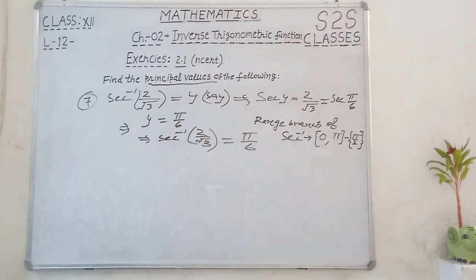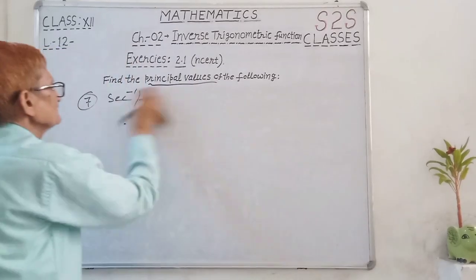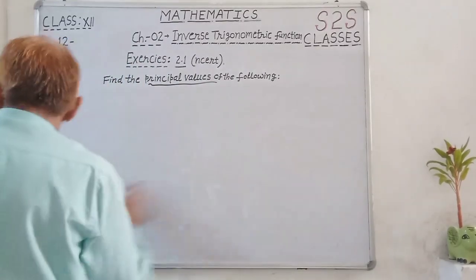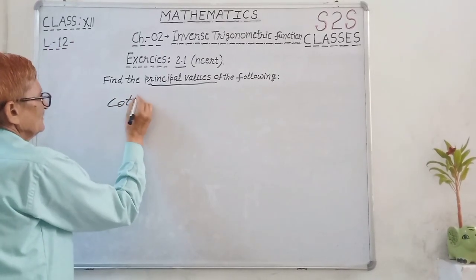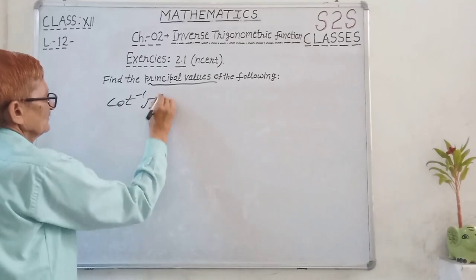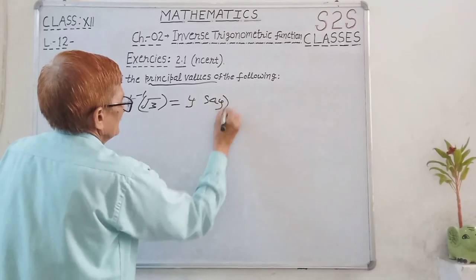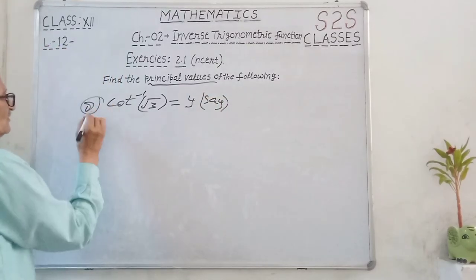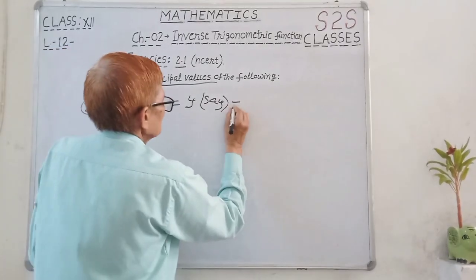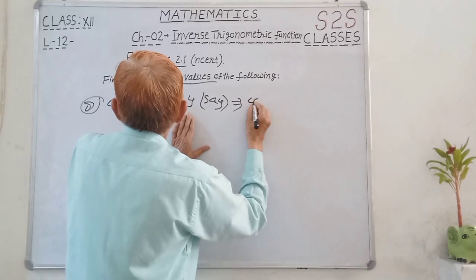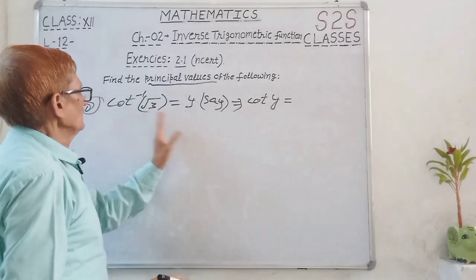Question number 8. Now question 8: cot inverse of root 3. Say it is y. Then this implies cot y is equal to root 3.